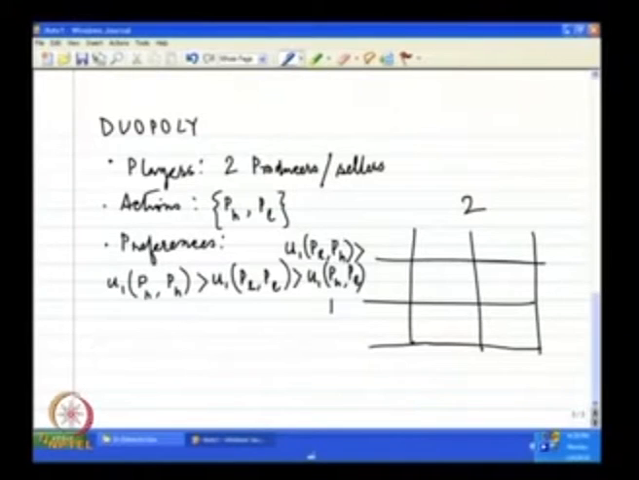For player 2, it will be similar, but a little different. So, for player 2, the best case is that he charges a low price and the other producer charges a high price.